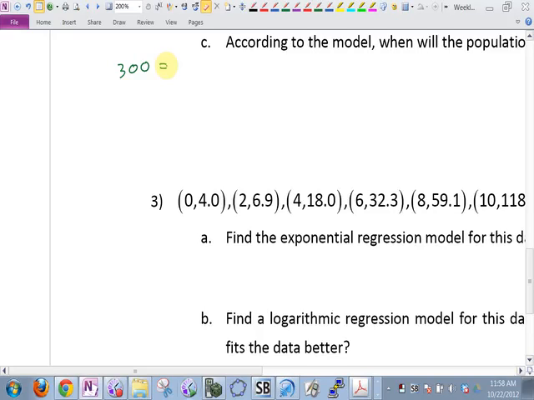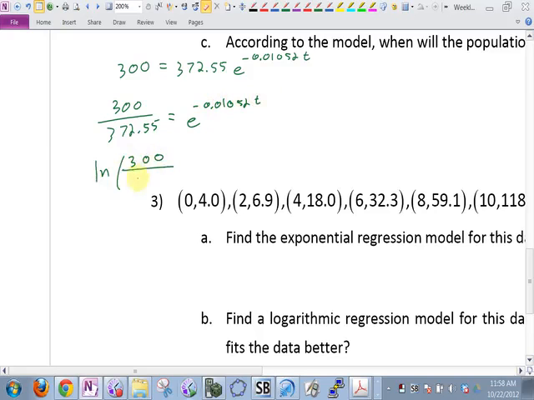Okay? But instead, it's 300, so then you got your 372.55 e to the negative 0.01052t. You divide, and a lot of people actually divided here in their calculator and got like 0.805. Is that correct? Had you done that, you would have gotten some rounding error and wouldn't have gotten the exact answer for t. Then we take a natural log of both sides, the natural log of 300 over 372.55 equals negative 0.01052t, and then you just divide.